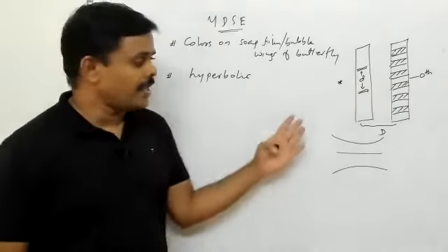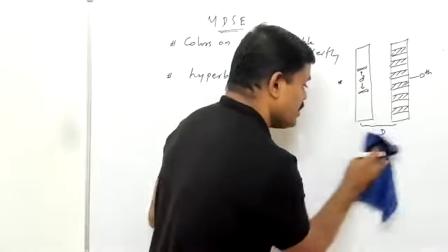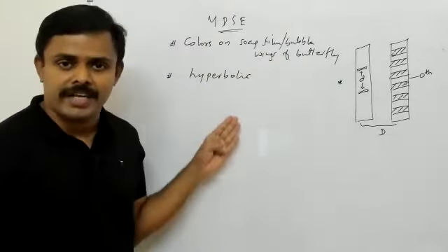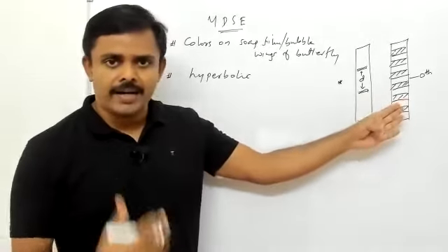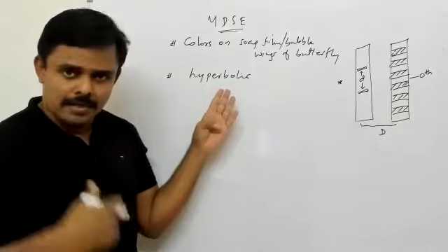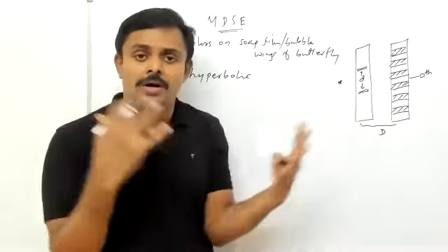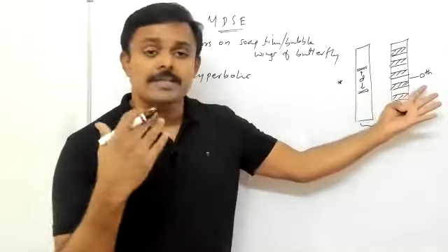Hyperbolic. On a rigorous treatment, you'll get hyperbolic fringes instead of straight line fringes. But for simplicity, we are going ahead with straight line fringes for calculations. But like I said, rigorous treatment will give you hyperbolic fringes, or on a closer look, you'll say that it is hyperbolic.